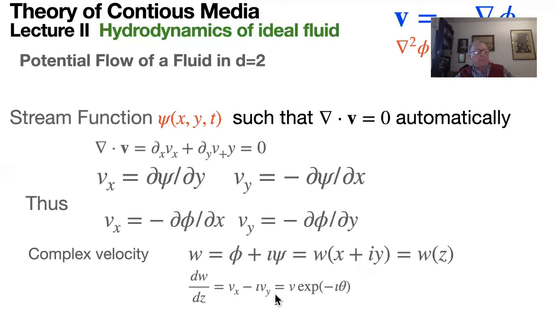Any complex number can be written as its modulus and its phase. The modulus of that complex velocity, the derivative of w with respect to z, the amplitude of that function, is the value of the two-dimensional, real physical velocity, and it has a certain phase function psi, which is related to the vorticity.